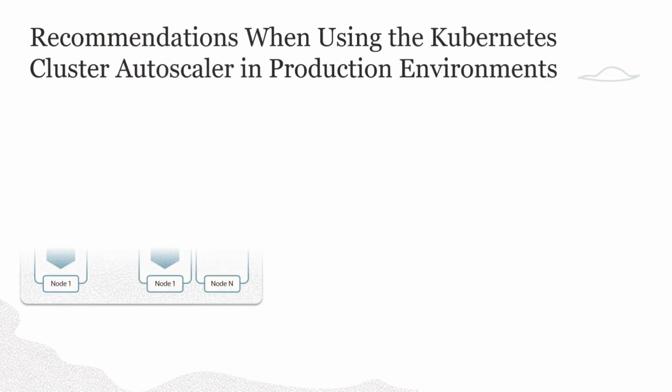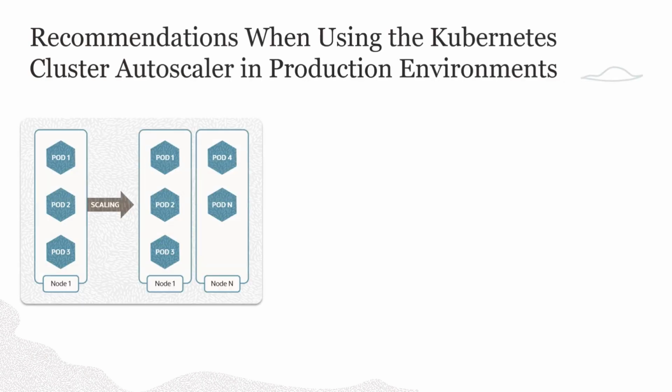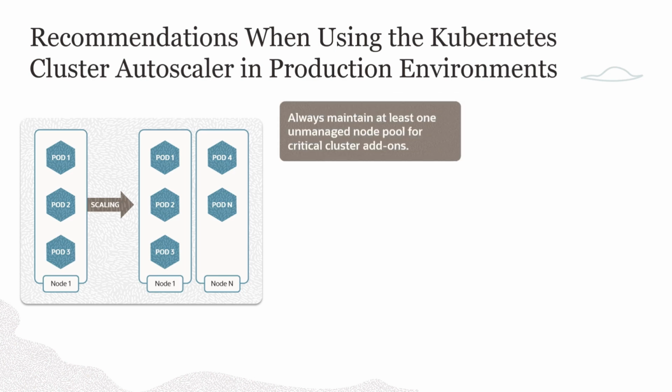Let's delve into key recommendations for harnessing the full potential of the Kubernetes cluster autoscaler in production environments. Always ensure there's at least one unmanaged node pool in your cluster to support critical cluster add-ons. This pool requires manual scaling and serves as a safety net for essential functionalities.